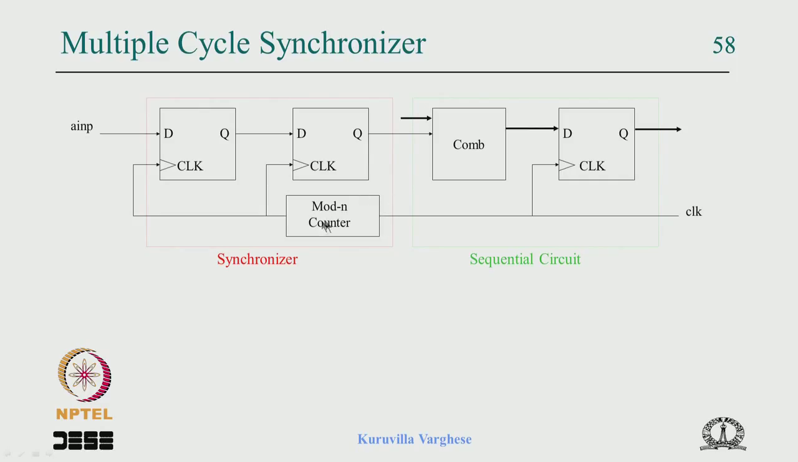So you divide by n. The main clock goes to the sequential circuit, the divided clock goes to the synchronizer, and now the clock period is n times T clock, because we are dividing by n, so the available time increases to n T clock minus setup time. That should normally solve the problem. Now the latency is 2 clock periods of the divided clock, which is 2 n T clock. That can be high, but n itself is 2, 3 or 4, not a huge number.